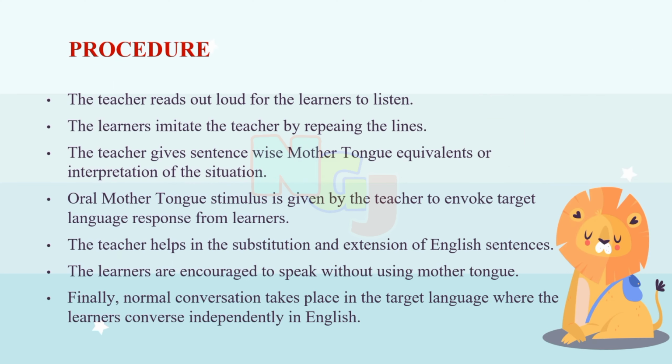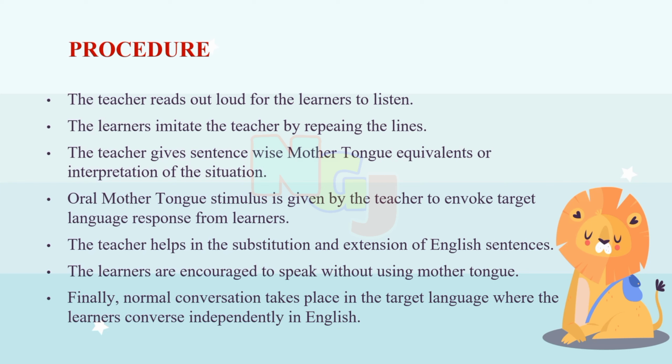Let us see what is the procedure that is to be followed by the teachers when using the bilingual method to teach English language. First, the teacher should read out loud for the learners to listen. So, the teacher has to read the concept loudly for the students. Then, the learners will imitate the teacher by repeating the lines. So, model reading is done by the teacher in a loud way for the students to listen, and once the students listen, the students repeat after the teacher.